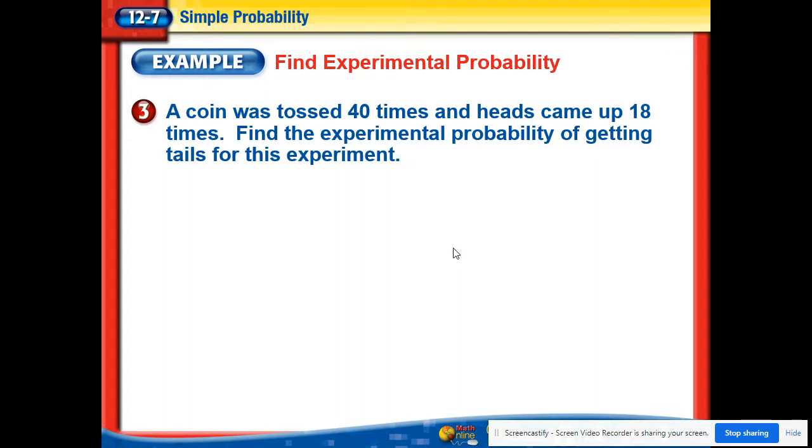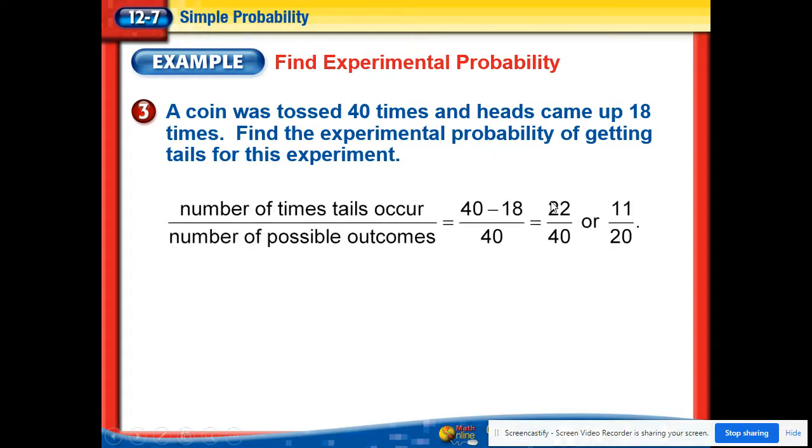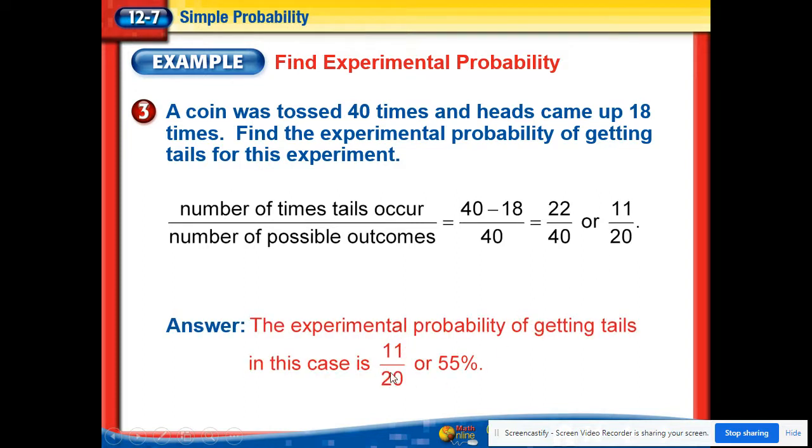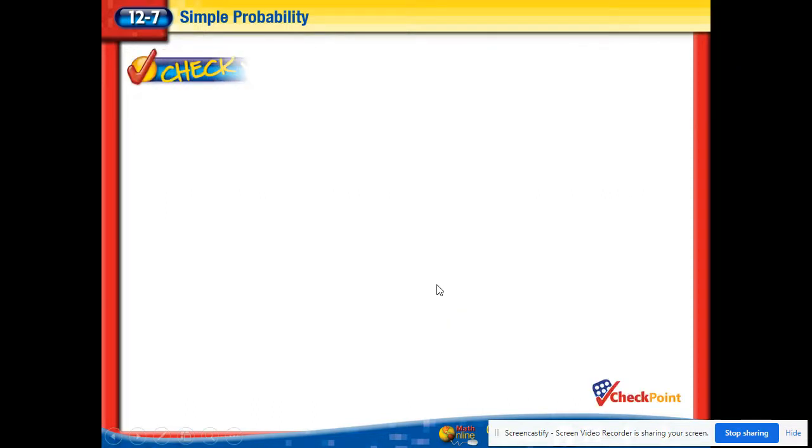Be careful of what was asked. Heads came up 18 times, so how many tails were there? Tails, there was actually only 22, or actually there was a lot. There's 22 out of 40, and then of course we have to reduce that to 11 out of 20. So that is our probability, 11 out of 20. Is it exactly that 1/2 that we should expect? No, but it's pretty close. And sometimes that is what happens. Sometimes with the experiment, we get a little bit off.